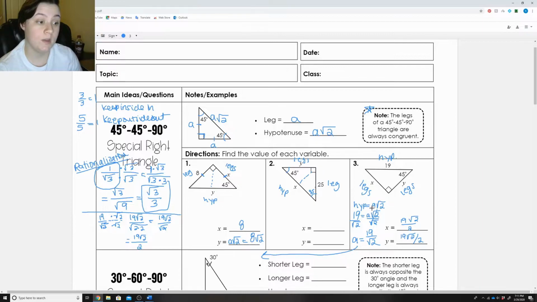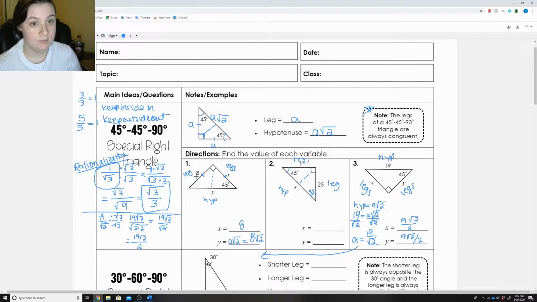So whenever you're given a 45, 45, 90 triangle, first figure out which sides are the legs. They're going to be the sides that are directly attached to the 90-degree angle. Next, figure out which one's the hypotenuse. It's going to be the side directly across from the right angle. It's also the longest side. Next, if you're given the legs and you need the hypotenuse, you're going to take that leg length and multiply by square root of 2. If you have the hypotenuse and you need the leg length, you're going to divide by the square root of 2.